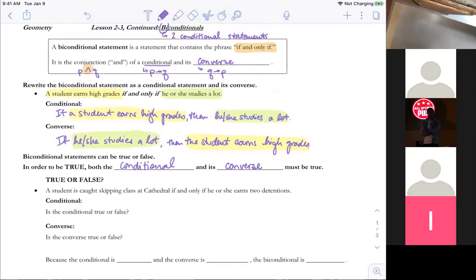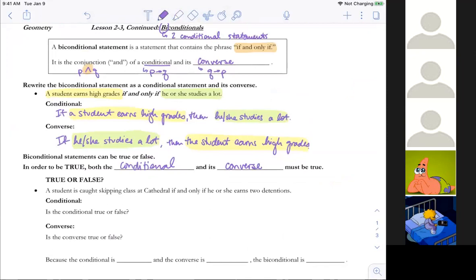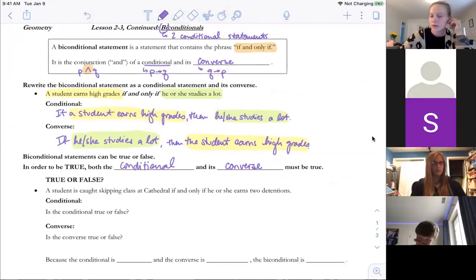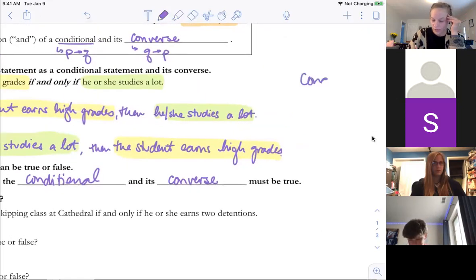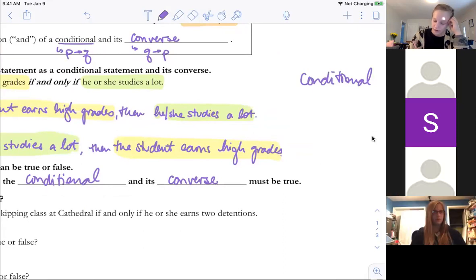Now, remember last week we talked about the validity of statements, and I told you that there was truth equivalence between the conditional, converse, inverse, and contrapositive. Does anyone remember which one has the same truth value as the conditional? Was it the converse? Was it the inverse? Was it the contrapositive? The contrapositive. Contrapositive, very good, Michael.